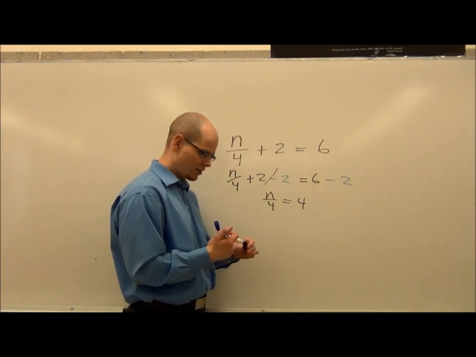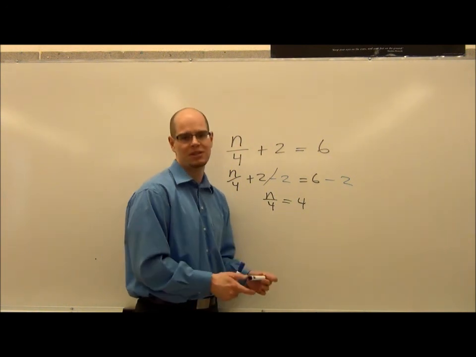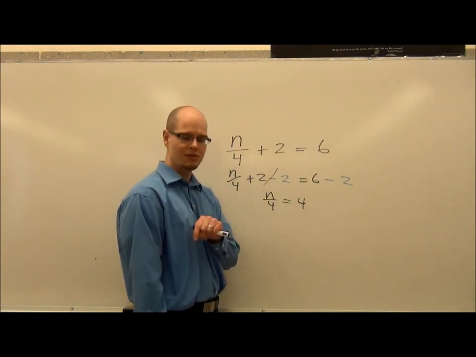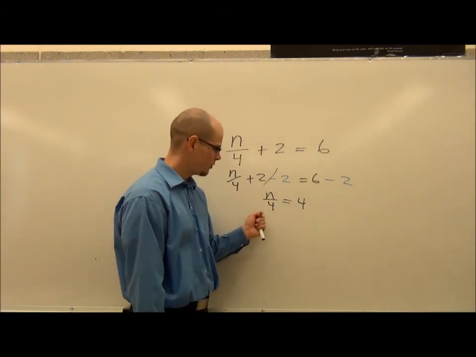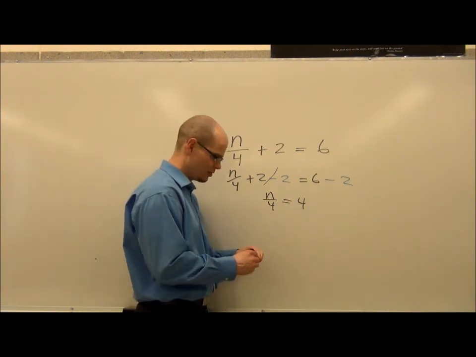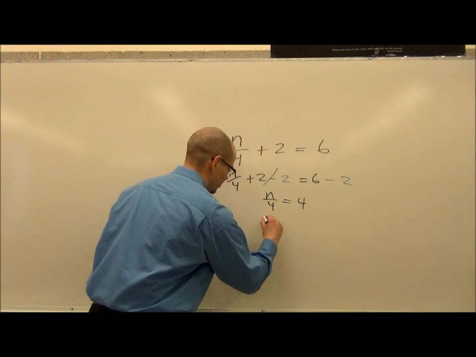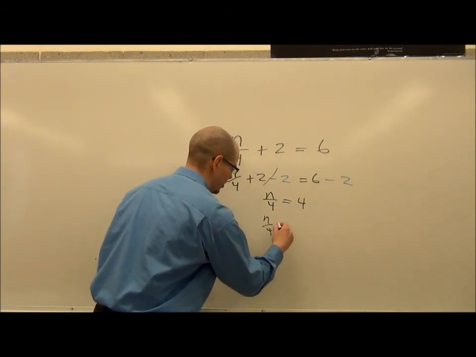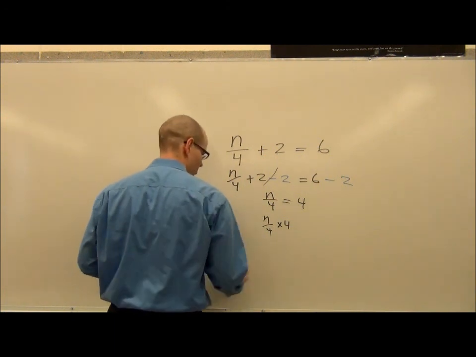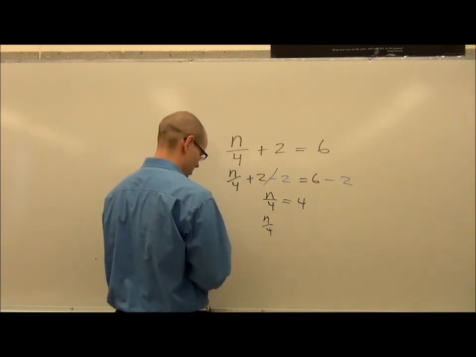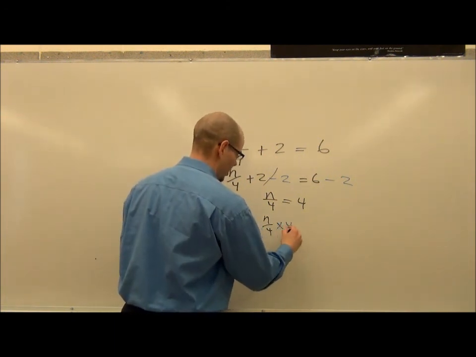And how do I get rid of a divide by 4? Well, I do the opposite of dividing. The opposite of dividing is multiplying. So I multiply both sides by 4, it's going to get rid of this down below. So I'm going to go n divided by 4 times 4. Should do that in blue. To get rid of the 4 on the bottom.